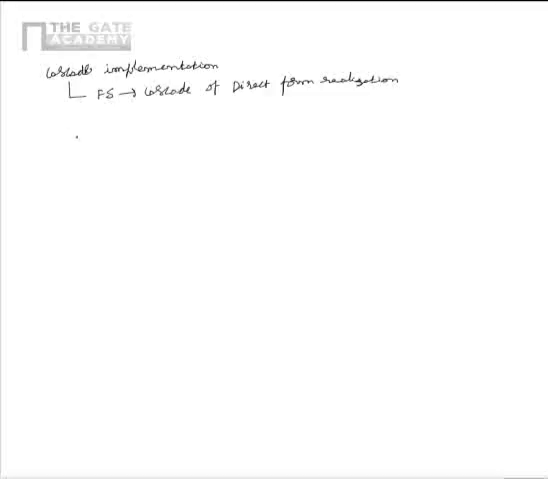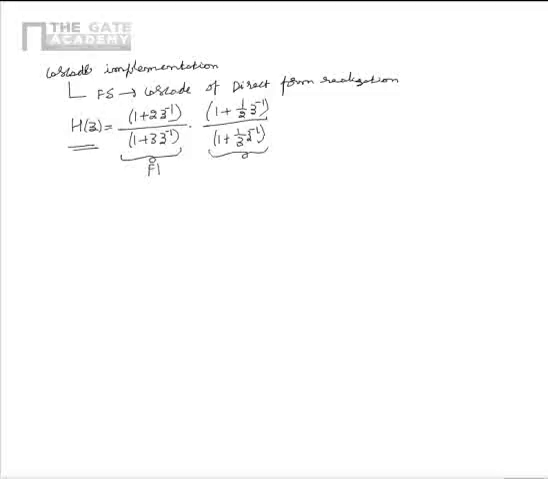So let us consider an example in which the system function of an LTI system is given as H of z equal to 1 plus 2z inverse divided by 1 plus 3z inverse multiplied by 1 plus half z inverse multiplied by 1 plus 1 by 3 z inverse. From this filter given, we see that H of z can be realized as a cascade connection of filter 1, that is marked as shown, and filter 2, which is also as shown.